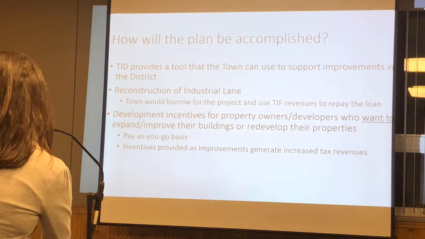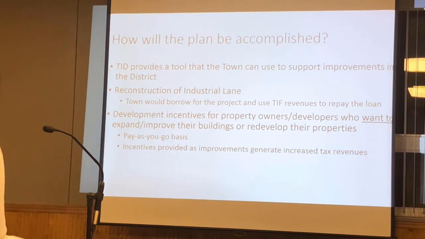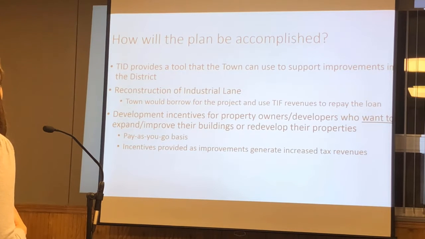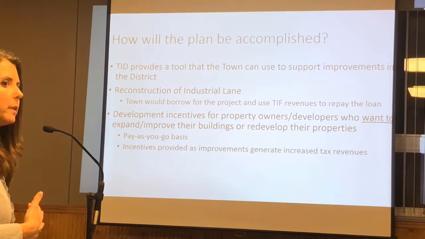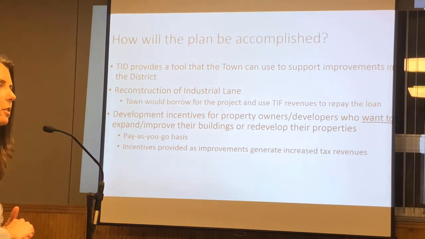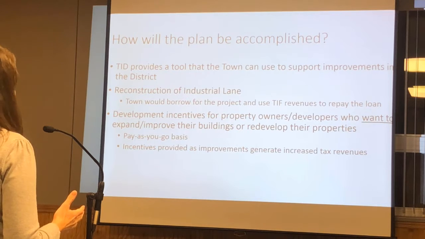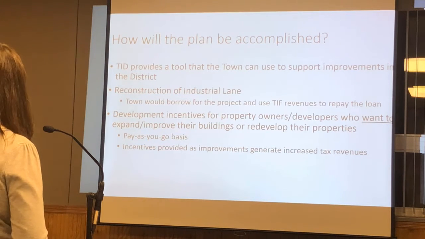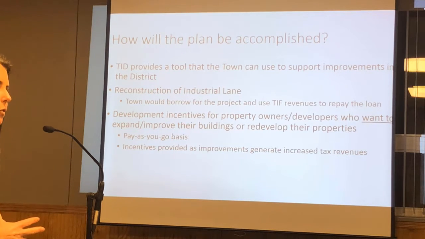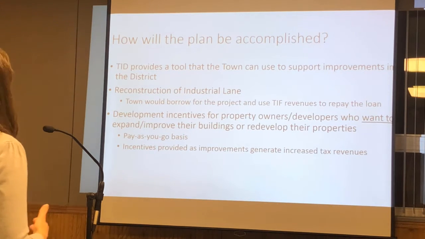So in terms of what would be done with this plan, as I said earlier, TID does provide a tool that the town can use to support improvements within a given district. So the kinds of things that we are anticipating the town would be doing within this district would be two kinds of things. One, potentially would be the reconstruction of Industrial Lane to a more urban type street with curb and gutter, similar to what it is south of that area within the city of Waukesha. And then the other key item in this plan would be development incentives for property owners or developers who want to do something with their property, either expand or improve their buildings or redevelop their properties.